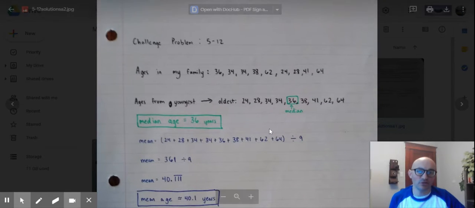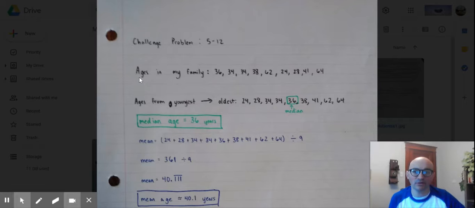Today, the challenge problem was to go around your family and record everyone's age. Be careful when you do this. Don't ask too bluntly if you're asking grandma or grandpa their age. Some people are kind of sensitive about their age. Your numbers will be different because our families are always a little bit different. These are just ages for my sisters and I and our parents. But the first thing you want to do is just list all the ages in your family.